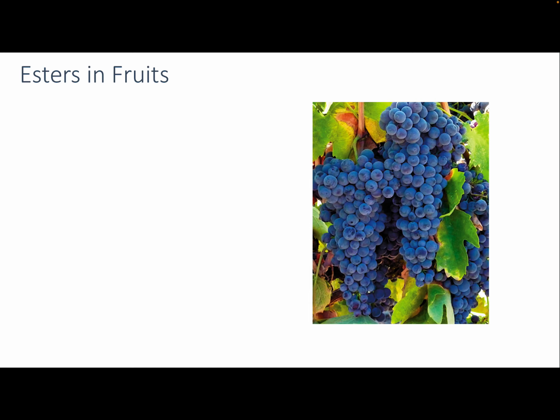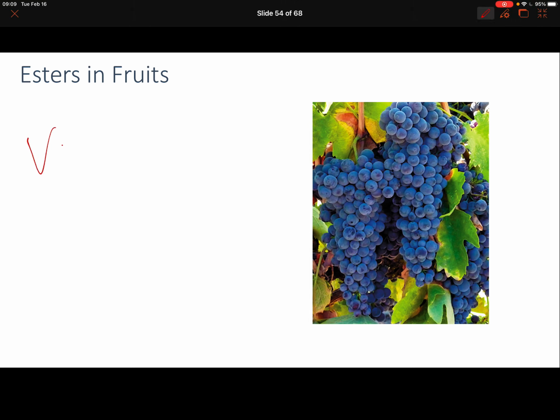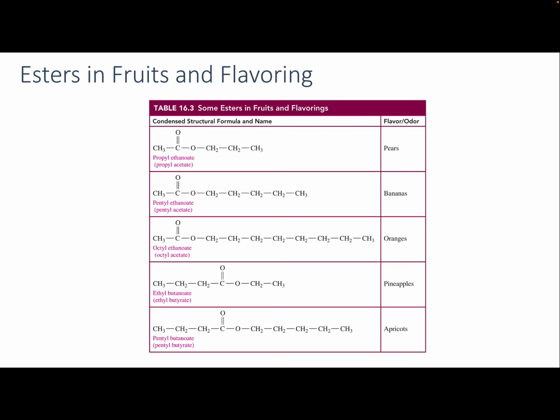So, many of the fragrances of perfumes and flowers and flavors of fruits are due to esters. Small esters are volatile, meaning that we can smell them. They evaporate really easily into the air. They're also soluble in water, so we can taste them. For example, the odor of grapes is due to an ester. I'm not sure odor is the right word, but here's a couple of those compounds.